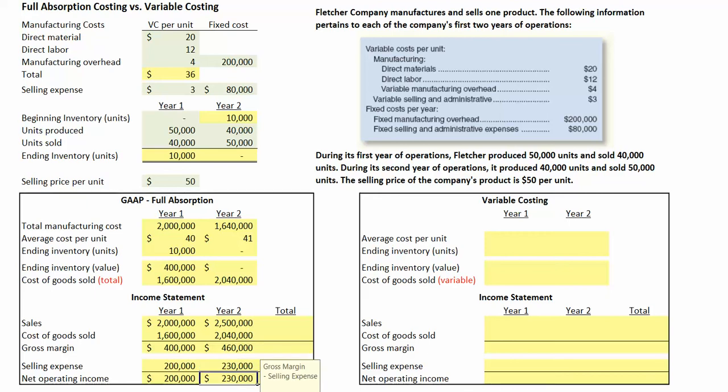That's our gross margin minus our selling expenses. Before we can calculate our total combined 2-year income and compare it with our variable costing, we're going to go ahead and calculate our net operating income each year for year 1 and 2 under variable costing.